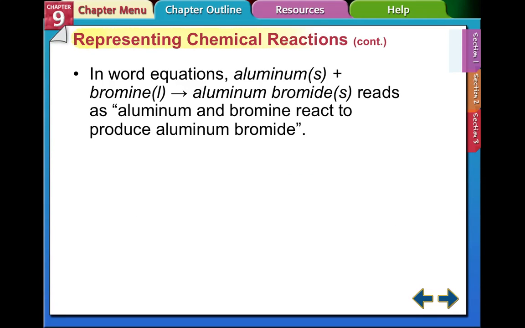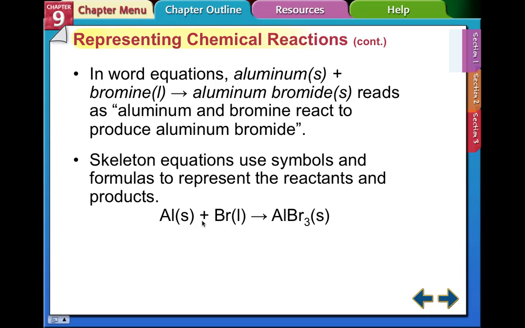Okay, so the first thing you need to do is write out the equation in words. Okay, so here we have aluminum and bromine react to produce aluminum bromide. So we have aluminum, that's a solid, there's that plus sign, plus bromine, that's a liquid, yields or produces aluminum bromide, which is a solid.